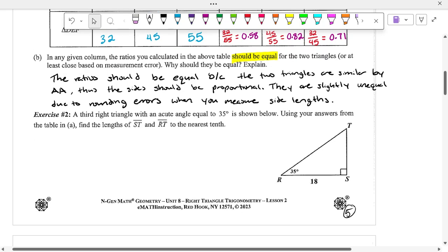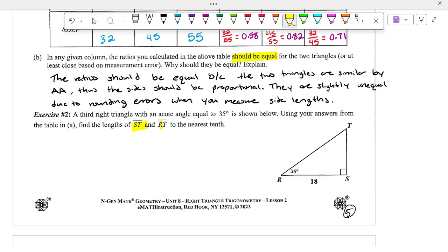Now, let's say we had a third right triangle, all right, and it's shown to have that 35-degree angle as well as the 90-degree angle. So triangle TRS is what to the other two? Similar because of angle. All right. So now we can find the measures of ST and RT using the similar triangle proportions. All right.